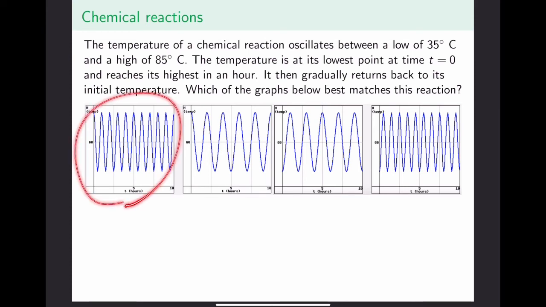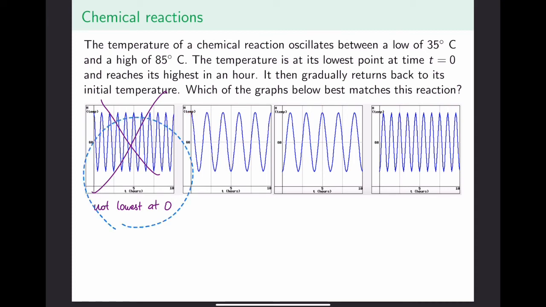So starting with this graph 1, the one piece of information that it does not match from the problem is the fact that at 0, the temperature here is not at the lowest, which is what we're told happens in our situation. So you cannot possibly pick this graph because, again, not lowest at 0. That's also the exact same reason why this next graph is not going to work either, because the temperature up here is also not lowest at 0. So I can, in fact, copy this over and eliminate this option for the exact same reason.